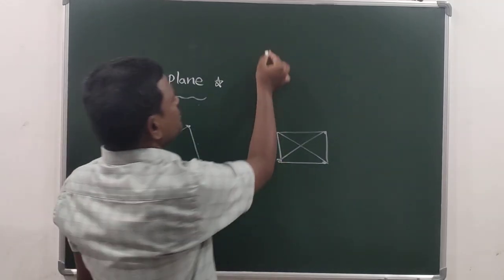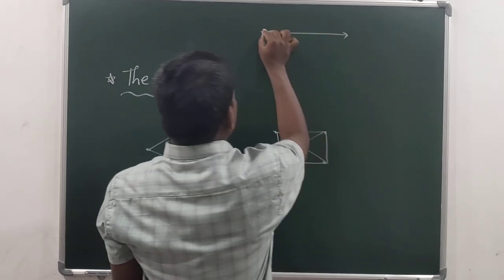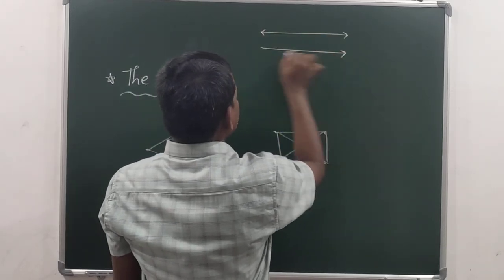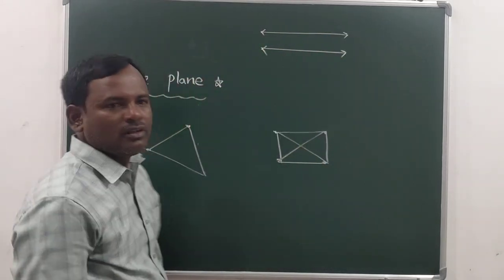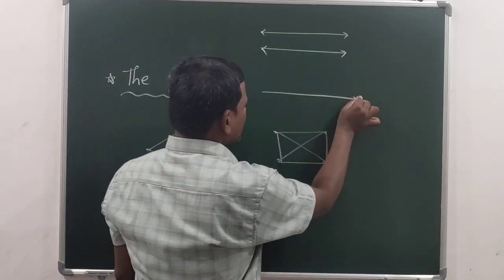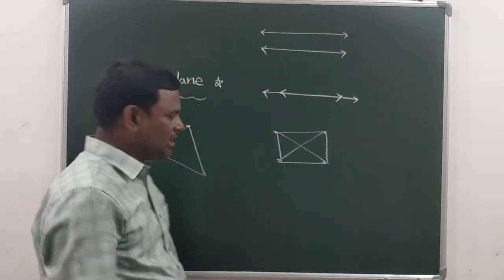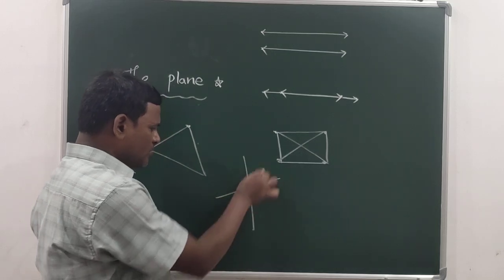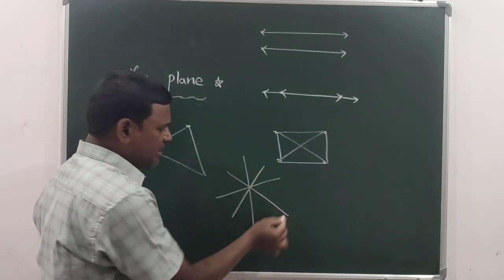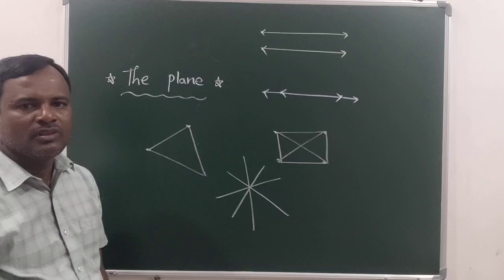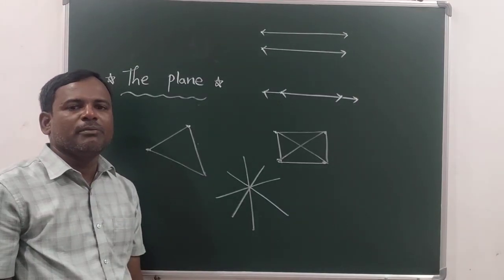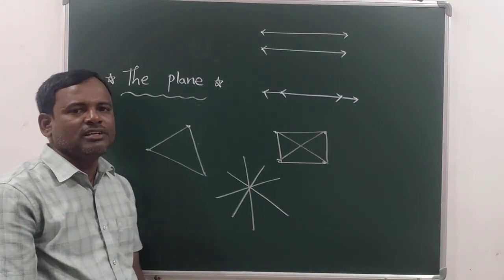Those lines may be parallel to each other. Those lines may be coincident. Those lines may be concurrent. Like this, you can draw many more lines on this plane.